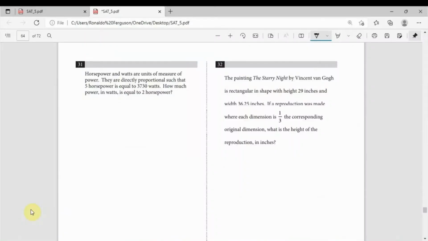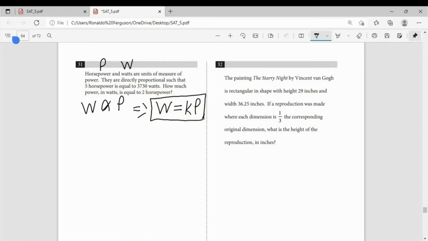Alright guys, now this question says horsepower and watts are units of measure of power, and they are directly proportional. So I'm going to call the horsepower P and the watts W. We're saying that W is proportional to P. Since they're directly proportional, W is equal to a constant times P, where W is watts and P is horsepower.